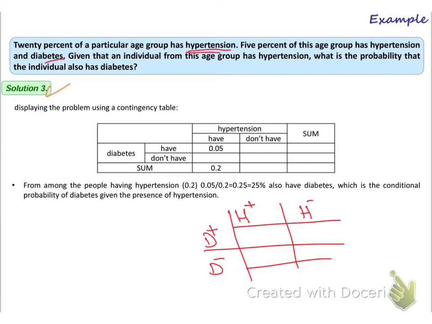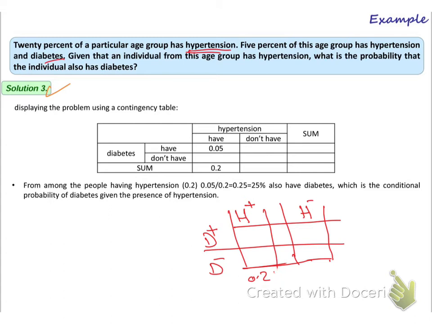And down here I have the totals. So the total percentage of the people who are H positive, these are the people who are having hypertension. He did not say having hypertension and diabetes or not diabetes. He said having hypertension only. So this should be the total, and the total should be 0.2.